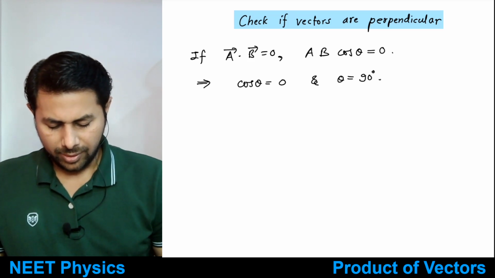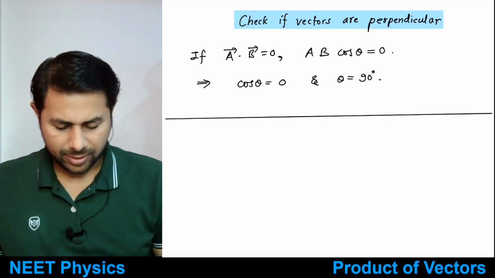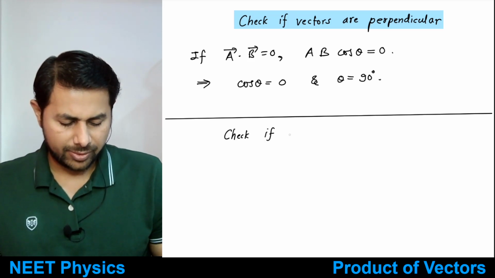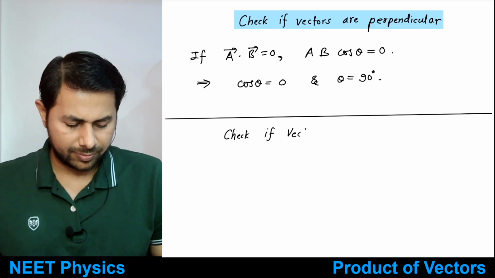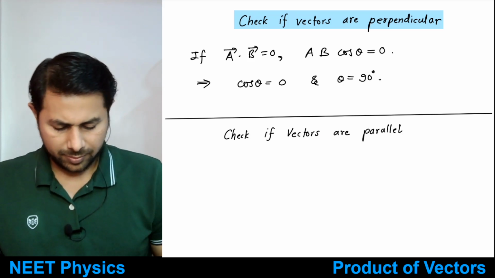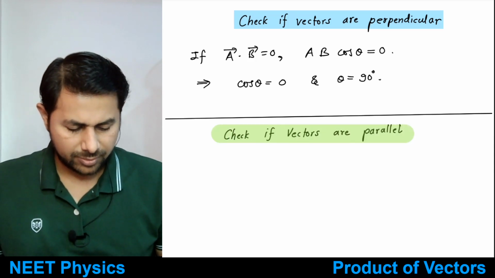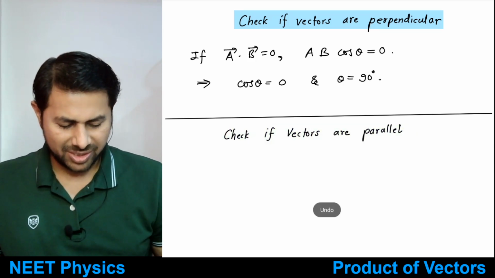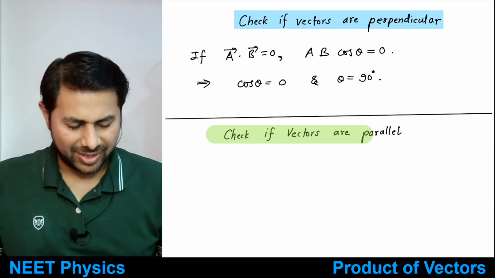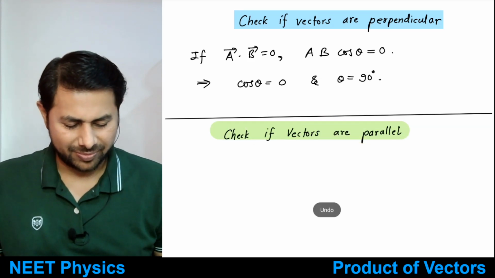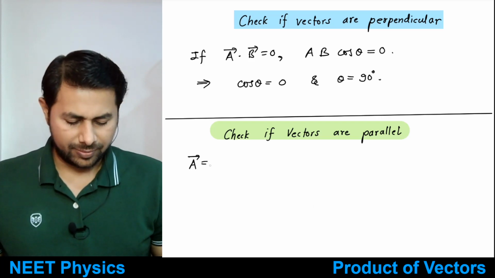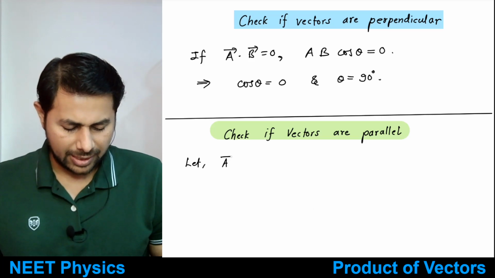Okay. And then if we want to check if two vectors are parallel, how to check? So we'll talk about the vector product and we'll see that the vector product of parallel vectors is 0, but there is a simpler way to check if two vectors are parallel or not. Okay, so how to check? So suppose a bar and b bar are parallel.